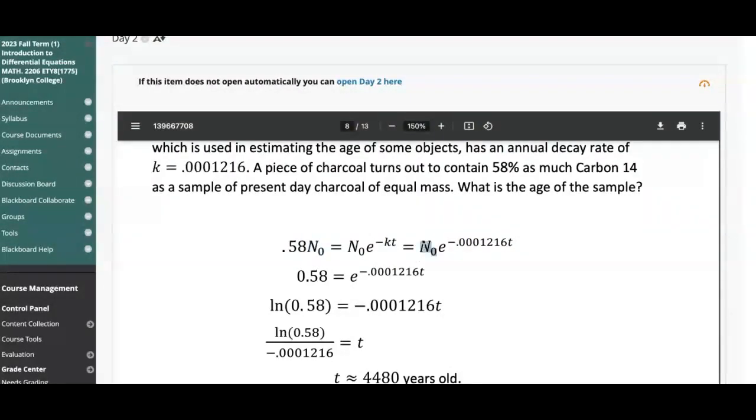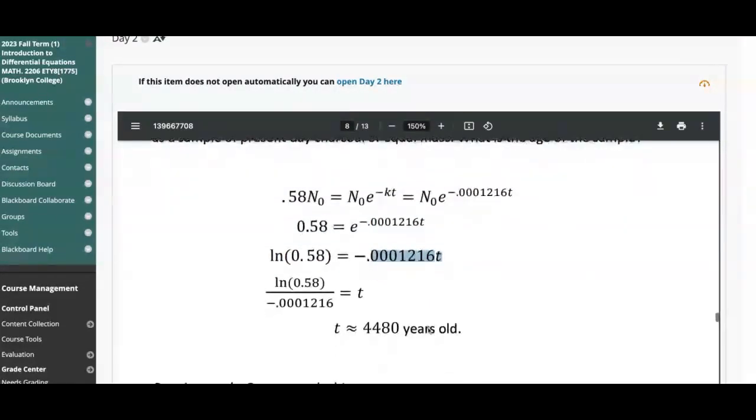N naught divided by N naught, we can get rid of N naught. We have 0.58 equal to e to the this. So we can solve for T and take ln on both sides. So ln of 0.58 equals negative KT. Divided by negative K, we have T. So ln of this divided by negative K. So T is about 4,480 years.